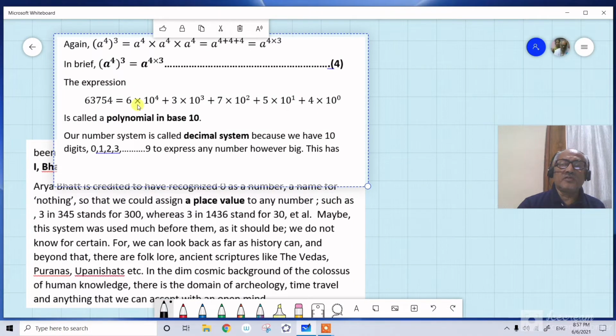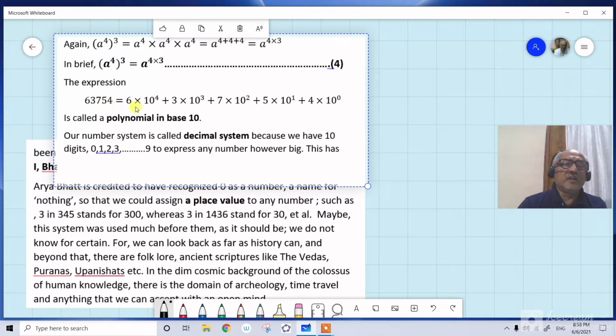Next, just note the other law of indices, that is a to the power 4 whole to the power 3. You can write it as a to the power 4 into a to the power 4 into a to the power 4, three times because of this index on the outside. And as per the law of addition of indices, this is a to the power 4 plus 4 plus 4. That means a to the power 4 into 3. That is, a to the power 4 whole to the power 3 is equal to a to the power 4 into 3.